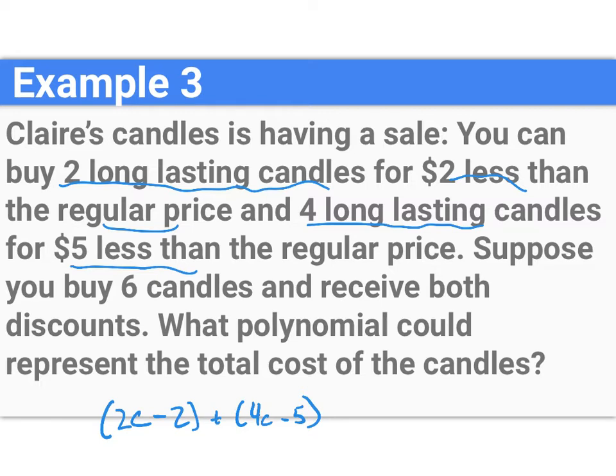So now we can combine our like terms. Look at that. So 6 candles for $7 less than the regular price. Okay, that is our polynomial. That's how we would represent it. So whatever the price of the candle is, you would stick that in for C and move on from there. So those were our 3 examples. Please work on problems that I have on the next slide, and I will see you at the end of the video for a recap.